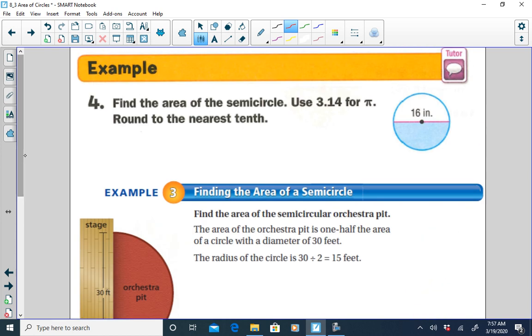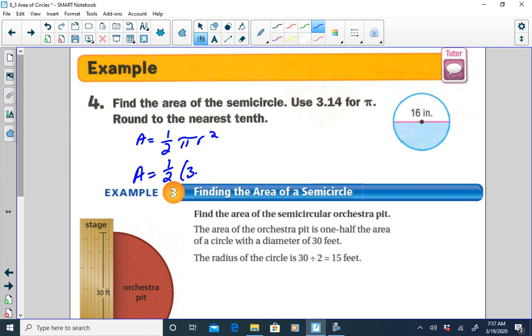All right, we want to find the area of the semicircle. Well, the area of the semicircle is this area here, and it is 1/2 of the area of the circle. So the area of a semicircle is going to be 1/2 pi r squared, right? Because we only need half of the area of the circle. So to find the area of the circle, we're going to need 1/2.